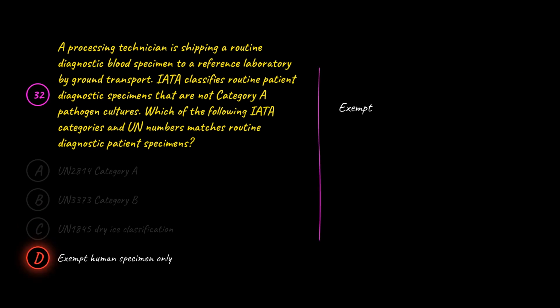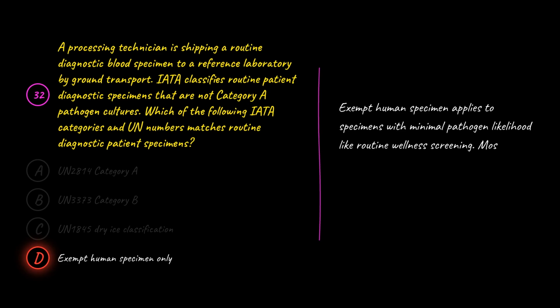D is wrong because exempt human specimen applies to specimens with minimal pathogen likelihood like routine wellness screening. Most diagnostic specimens ship as UN 3373 Category B unless specifically known to be exempt.